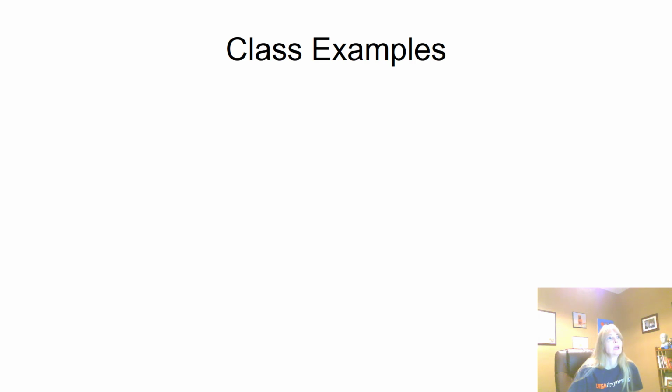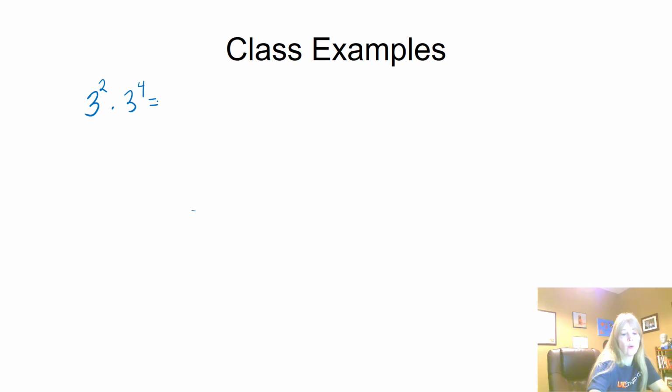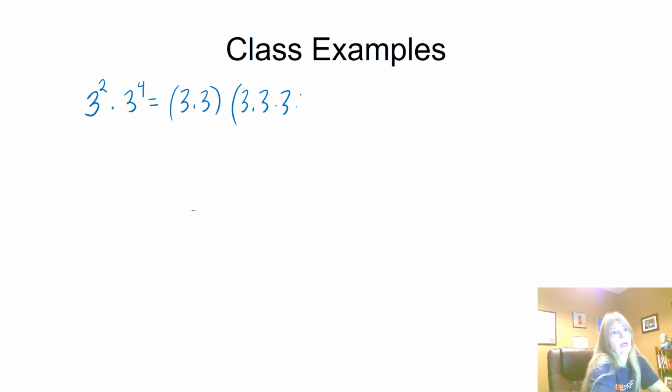So let's go through a few examples here just to make sure you have these laws down. For example, if I had 3 squared times 3 to the 4th power, well, we know 3 squared means 3 times 3. And we know that 3 to the 4th power means 3 times 3 times 3 times 3. So 3 times 3 is 9. 9 times 3 is 27. 27 times 3 is 81. And if you multiply that, you'd get 729.